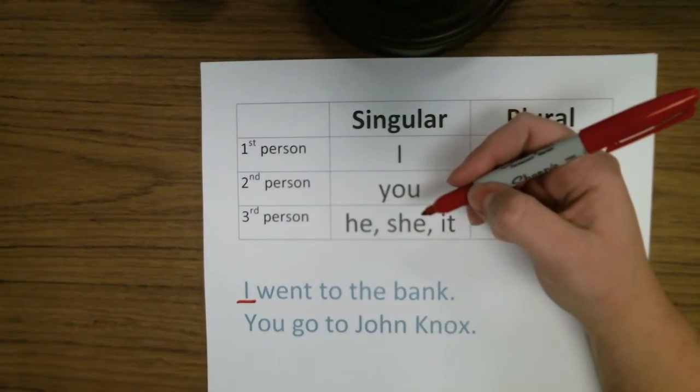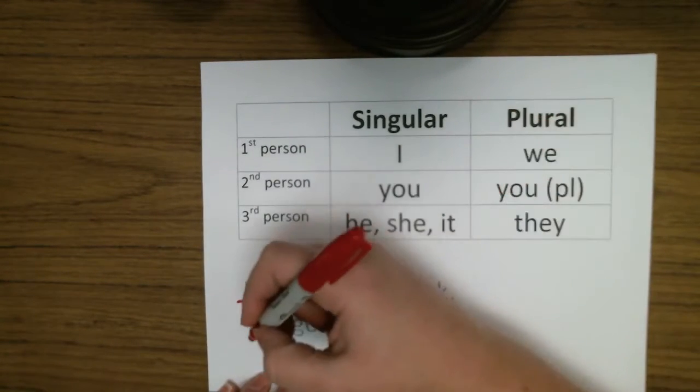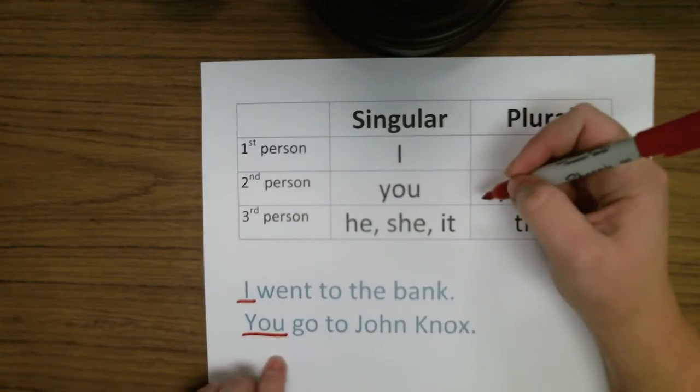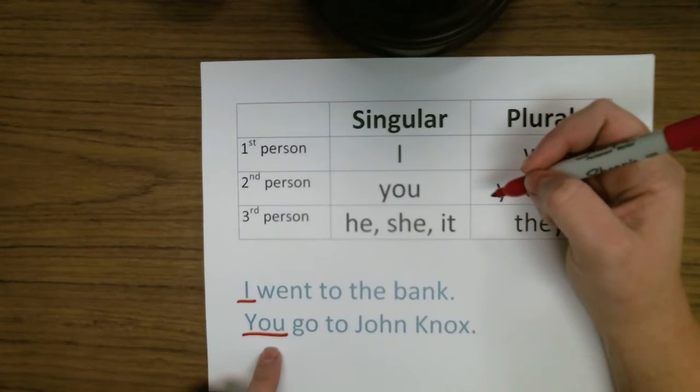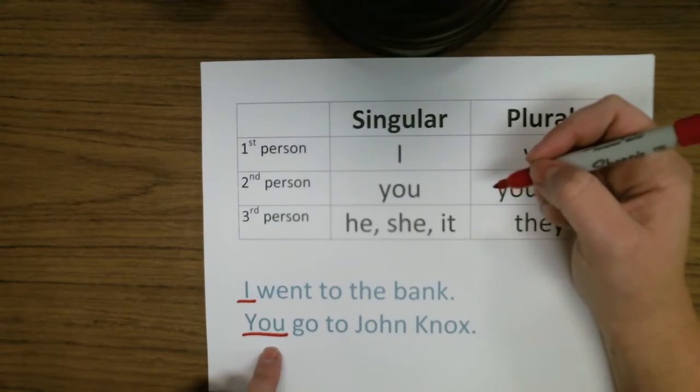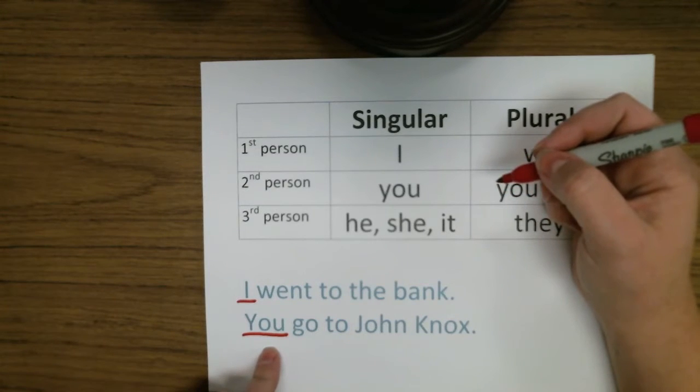Here's another one. You go to John Knox. What's my subject pronoun? It's you. In this sentence, am I making it clear if you is singular or plural? I might be talking to a group of people, or I might be talking to just one person. So it's not actually clear from the context because I don't have an antecedent. Wait till the end of the video. We're going to talk about what an antecedent is.